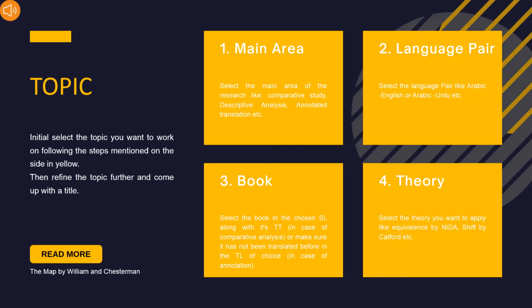After selecting the main area, you can select the language pair you want to work with. Arabic, however, is compulsory. The second language of the pair is a choice. Step number 3 is to choose the surah of the Quran, the book, or the movie, or the episode of the drama, etc. you want to work with as per the area of research selected in step number 1. Step number 4 is to finally select the theory or the strategy you want to apply.